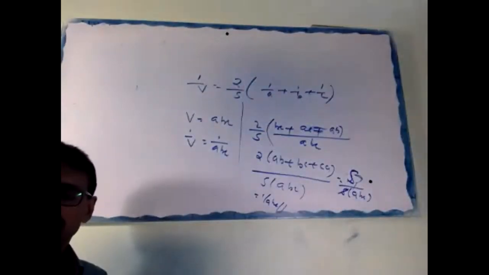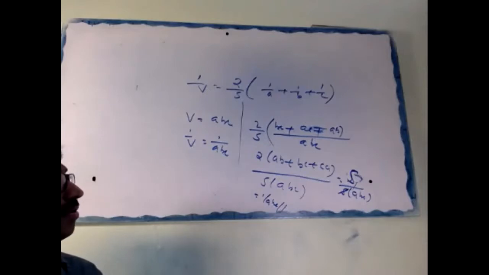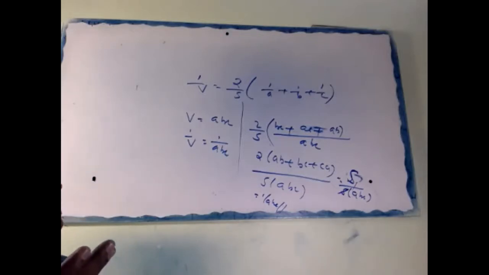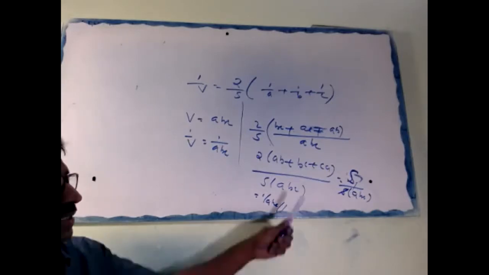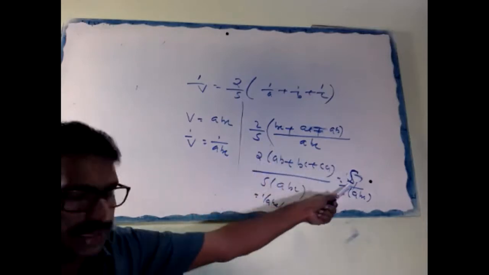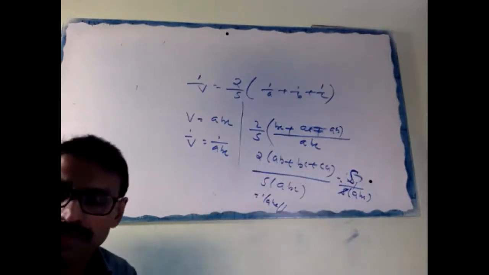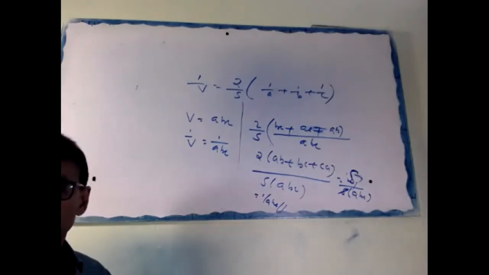Hello? Finish? Length A, breadth is B, height is C, volume is ABC. So LHS is 1 by V equal to 1 by ABC. RHS, taking the LCM, 2 by S into ABC the LCM, BC plus AC plus AB. That is 2 times AB plus BC plus CA. This part is S divided by S into ABC. S cancel, 1 by ABC. So LHS equal to RHS.